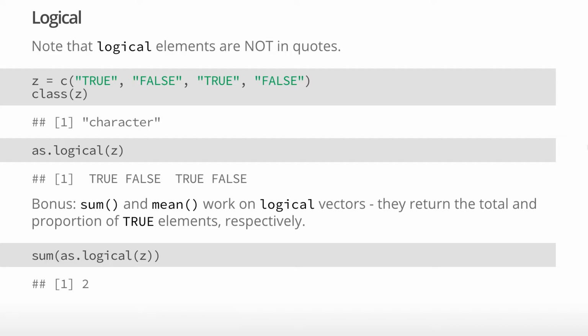It's logical, TRUE or FALSE. Doesn't have any quotes, not a character. Say as.logical, you have coerced. That's the terminology in R. You have coerced that vector from a character into a logical.